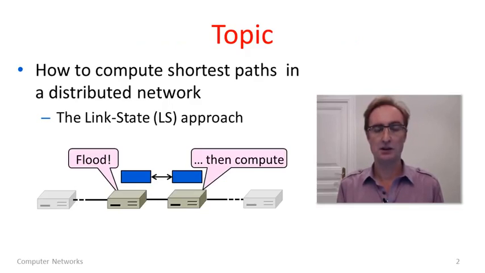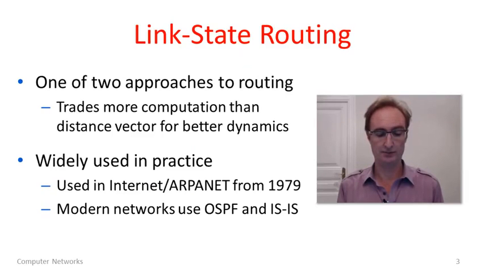So our topic is really computing the shortest path that we've talked about previously in a distributed setting that corresponds to a network. We've looked at distance vector routing. Now we'll look at link state, a very different approach. One in which there are a couple of phases. First everyone floods the information and then we compute the routes.